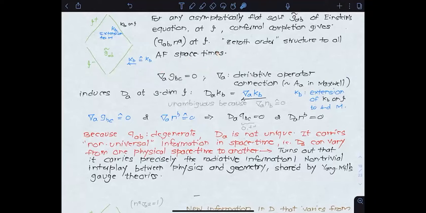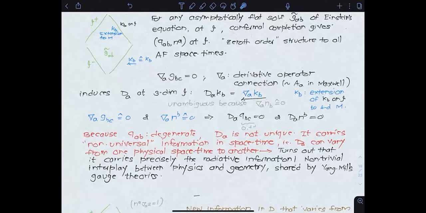It turns out that this derivative operator is a four-dimensional quantity, and it actually induces one just on scri. So you can just look at the boundary and forget about the interior. If I do that, then on scri, I obtain an intrinsic derivative operator on the three-dimensional manifold scri, as follows.